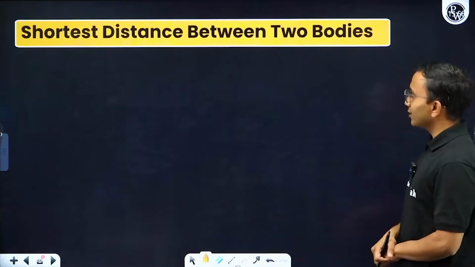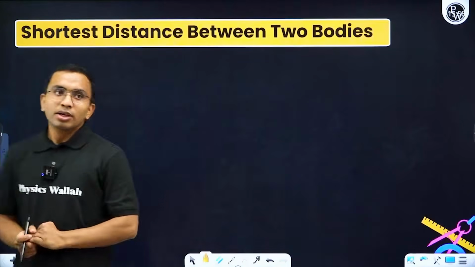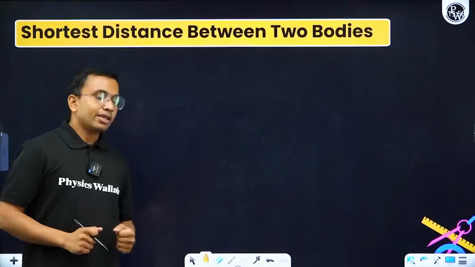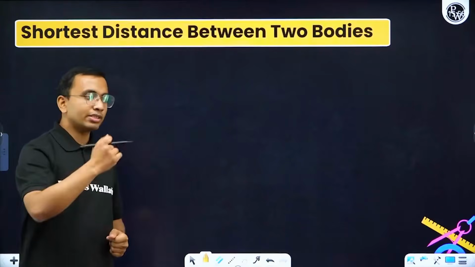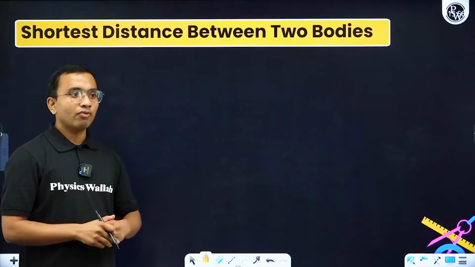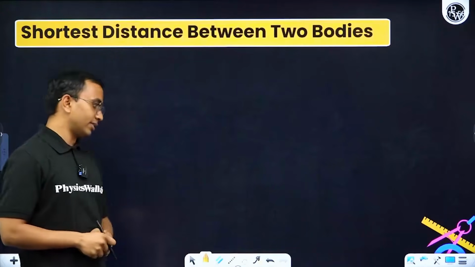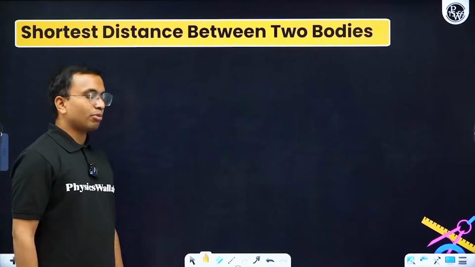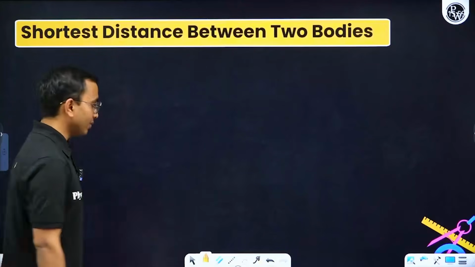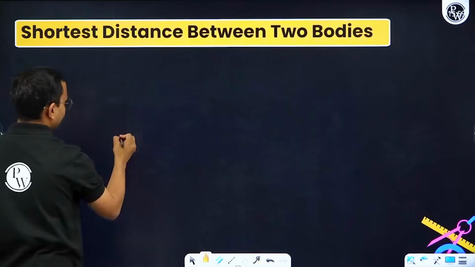Now, shortest distance between two bodies. Sometimes some questions are like: two particles are moving. One is moving in this direction, another is moving in this direction with this velocity. Now, what will be the minimum or the shortest distance between those two? How to find such things? These types of things also you have to do with relative velocity concepts only. Let us take an example.